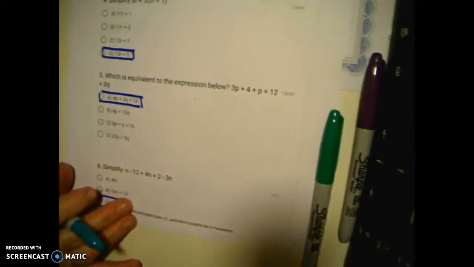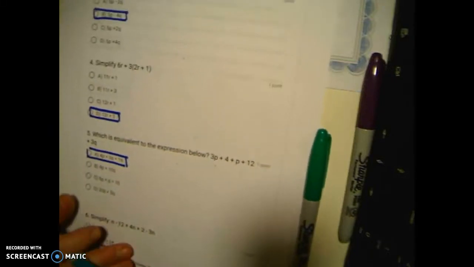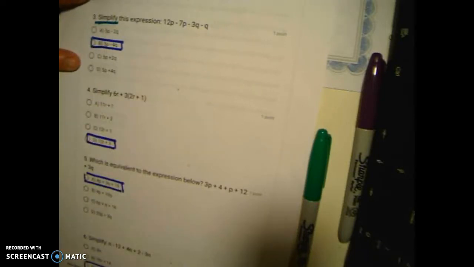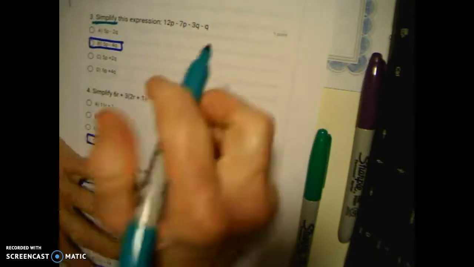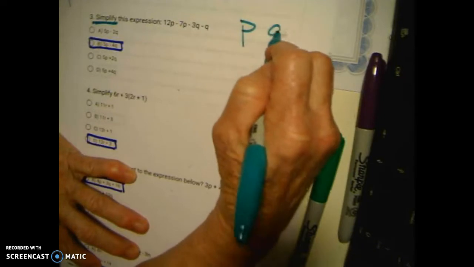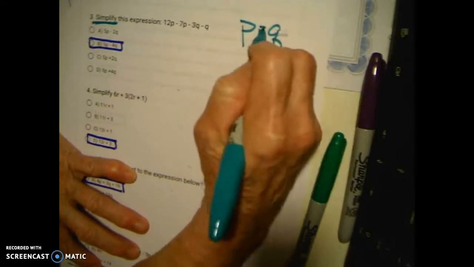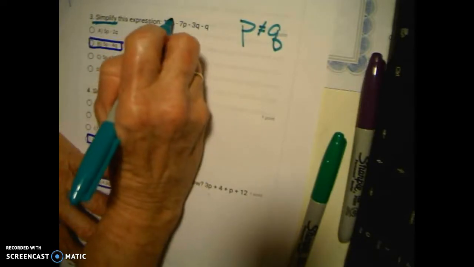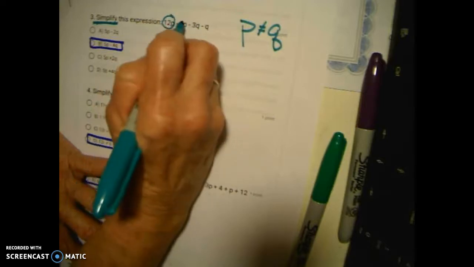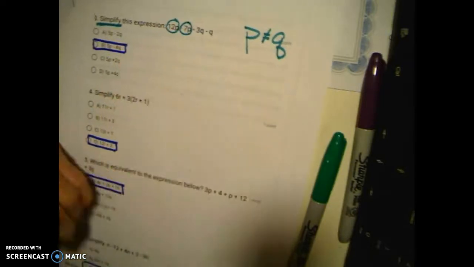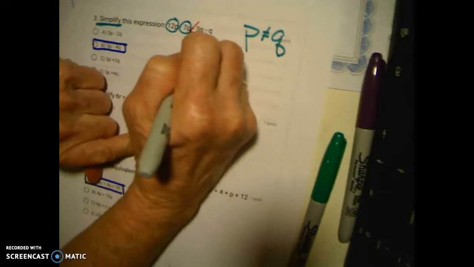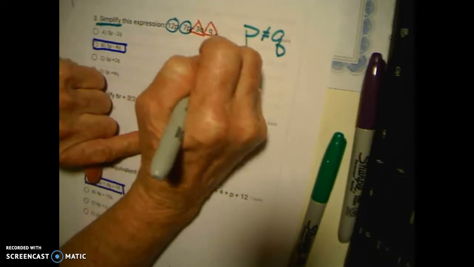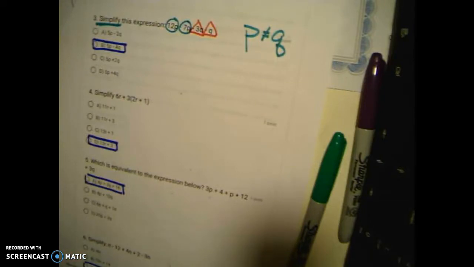Okay, number 3. You can see that number 3 says, simplify, again that word, to make it simple. I am going to look at the expression, and remember in class we talked about minding our P's and Q's. P is not equal to Q, so you had to pay careful attention to that. So I'm going to circle my like terms in green, and I am going to triangle my other like terms in red. Then I know what I can combine and what I can't combine.